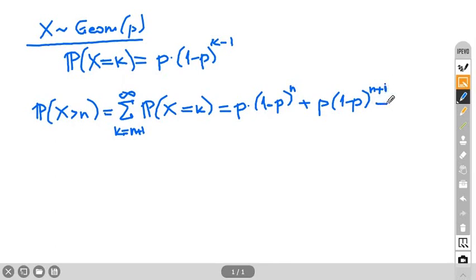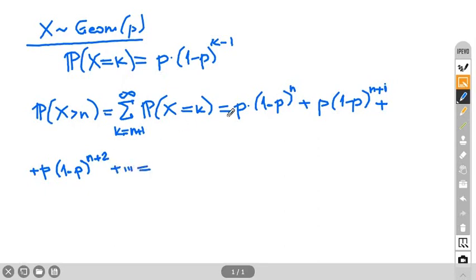Plus the next one will be the probability that x is equal to n plus 3, and that is equal to p times (1 minus p) to the n plus 2, plus etc. up to infinity.